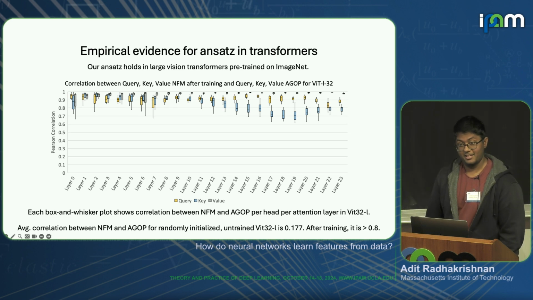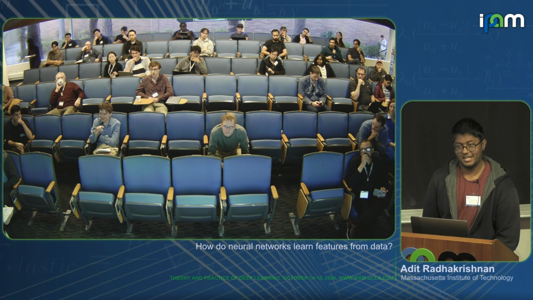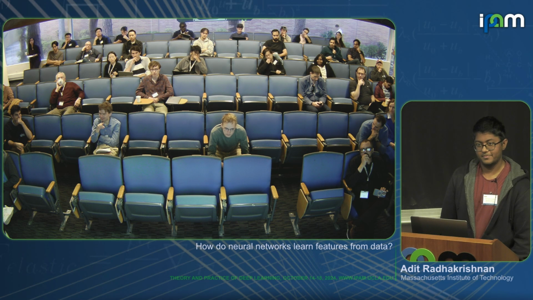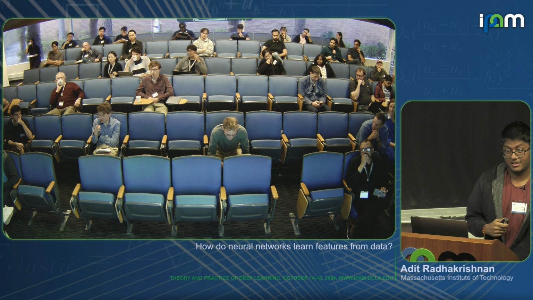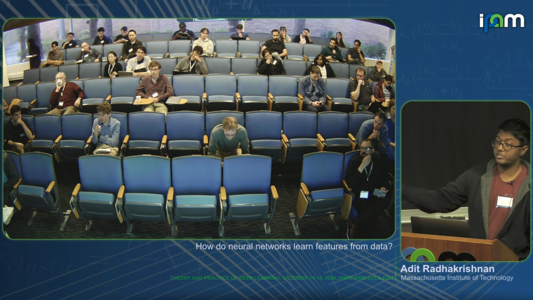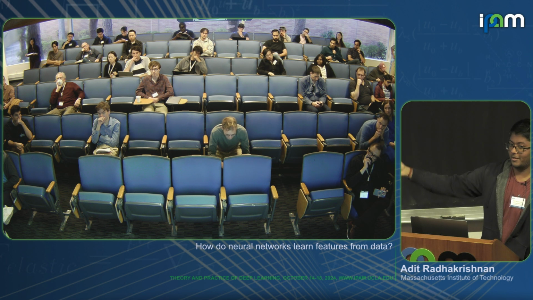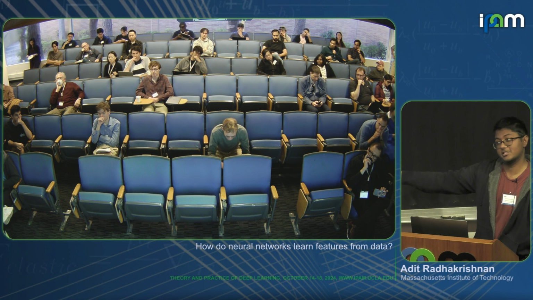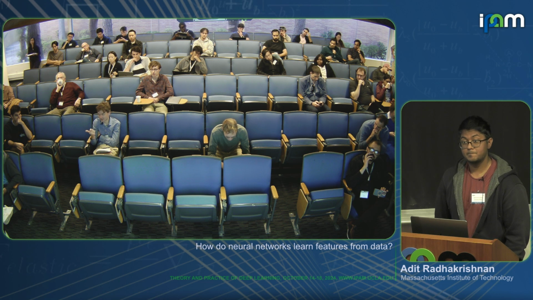Yeah. So AGOP itself changes during the training, right? Yes, exactly. So how does this comparison hold through training? This is at the end of the training. So this is just for a pre-trained model that we just downloaded from PyTorch. And the AGOP is computed using the trained weights and other layers. Yes.